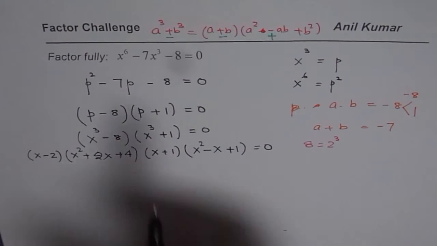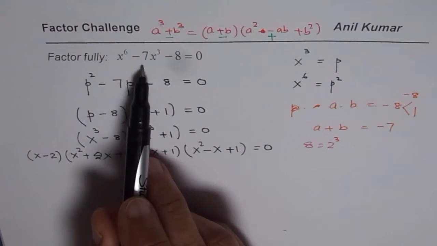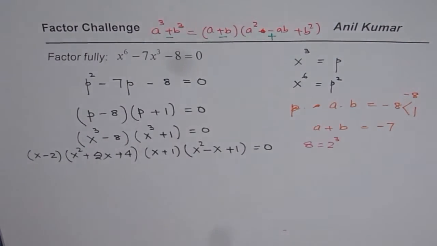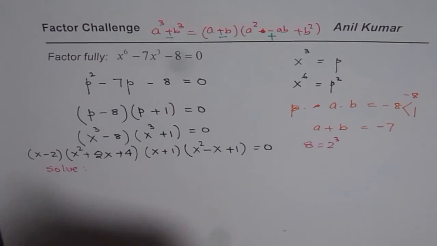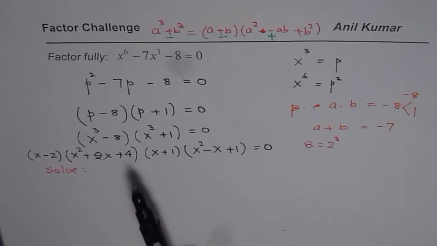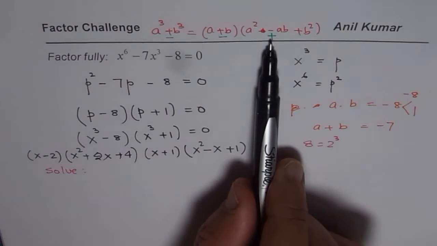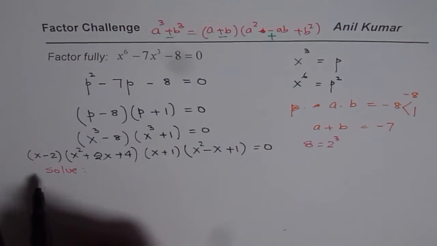Now in fact, we have an equation here which says x to the power of 6 minus 7x cubed minus 8 equals to 0. So we can actually solve this equation. Solving the equation really means making the left side equal to the right side. Now these two quadratic factors can never be 0. Remember that part. Otherwise we could have factored them further. That's the whole idea. So we have two solutions here.